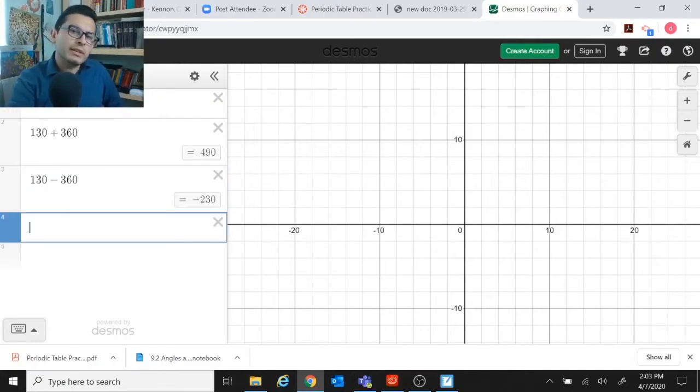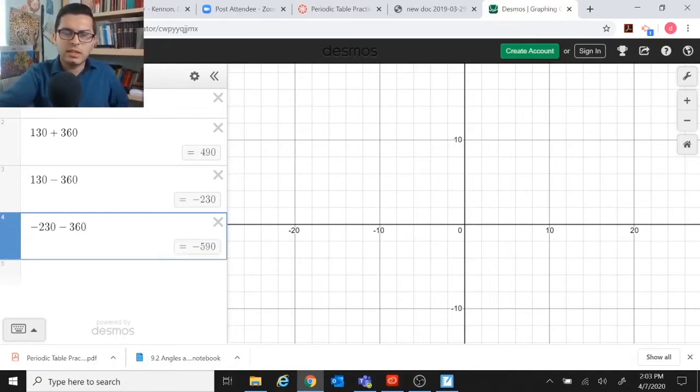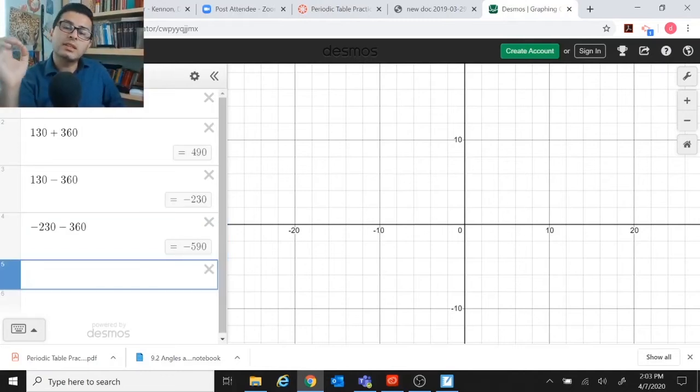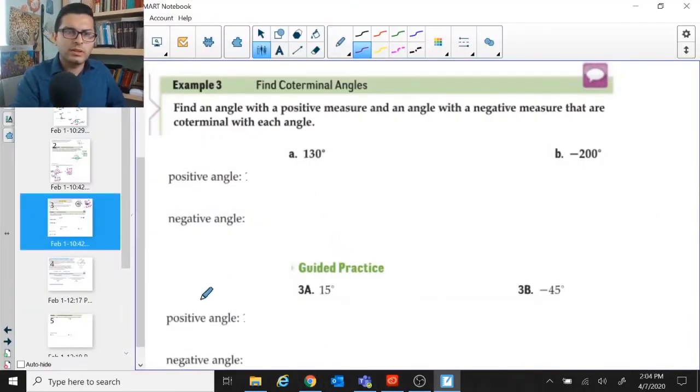Now, just to put another layer on this, if we subtract twice, what happens if we take negative 230 minus another 360? Negative 590 is also a coterminal angle. As you can see, we can do this to infinity. There are an unlimited amount of coterminal angles. It just depends on which ones you want to state. Let's just state these two here, 490 and negative 230, and we're going to write them down.